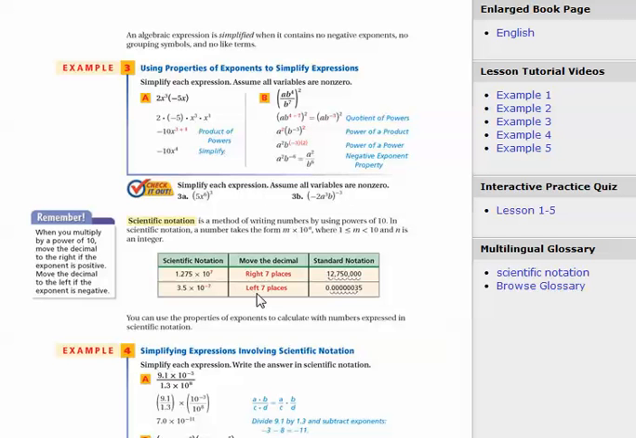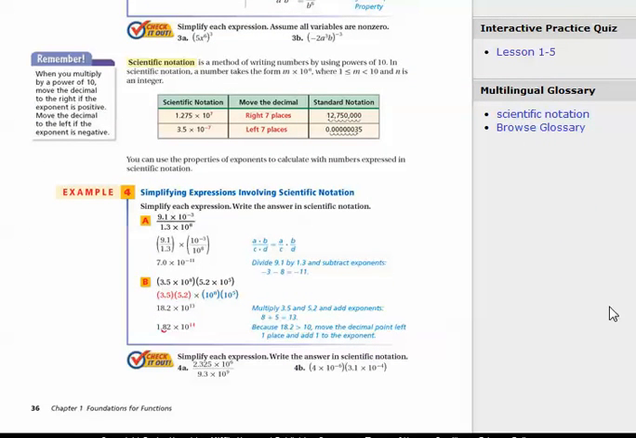One other thing they talk about in this section is something called scientific notation. Maybe you're familiar with that from a science class. Basically, what you're doing is moving the decimal point. You're always taking a number between 1 and 10 times 10 to a power. If you have a positive exponent, you're going to move the decimal place to the right 7 places. This is a big number.